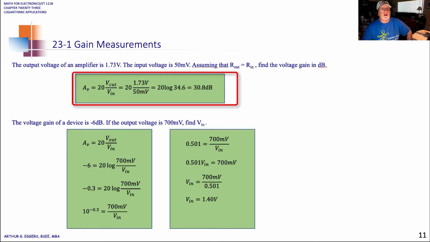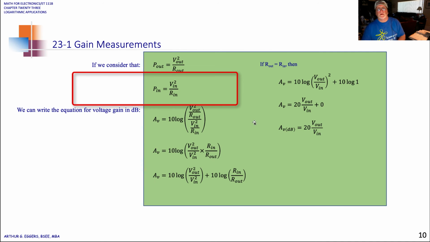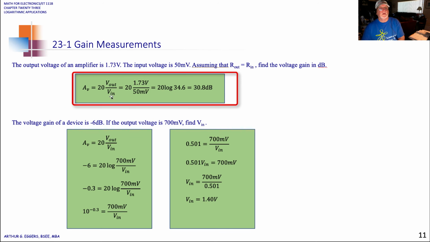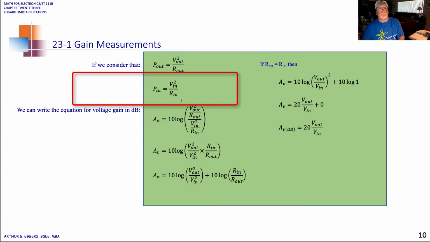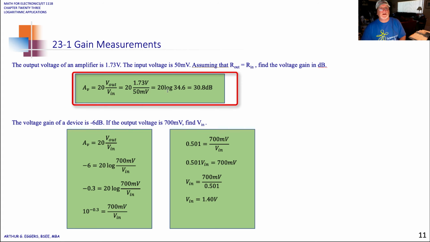So again, we just run it through the expression. We have 20 times the log. If you don't put the log in there, then you're not going to get the right value. So 20 times the log of the ratio 1.73 over 50 millivolts gives me 20 times the log of 34.6, which equals 30.8 decibels.